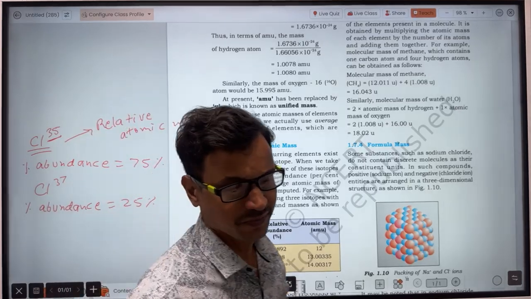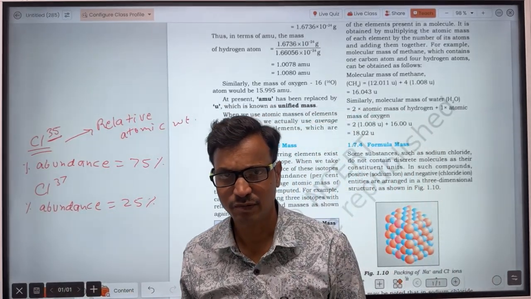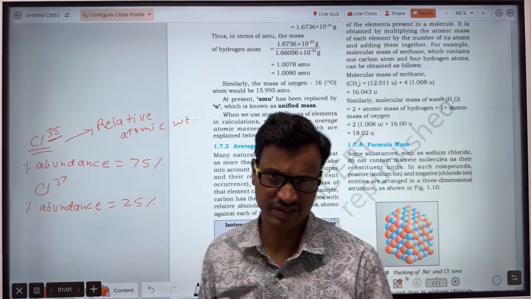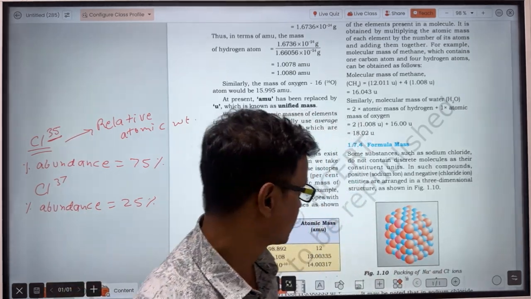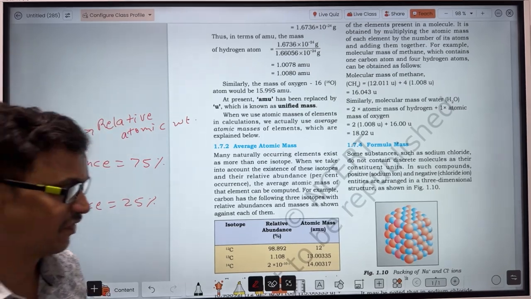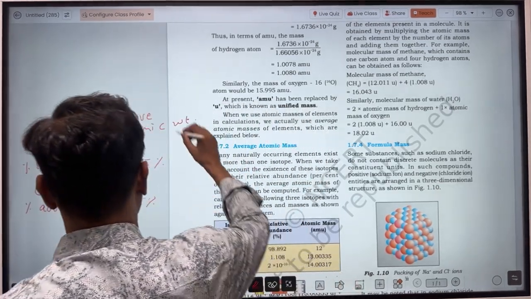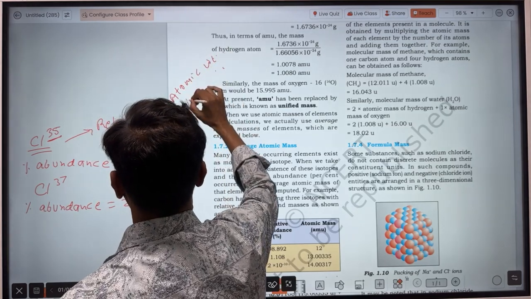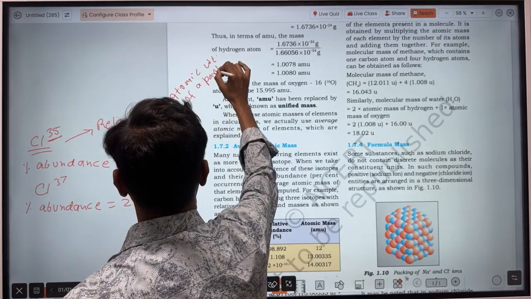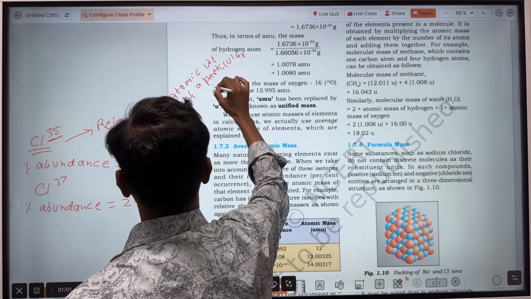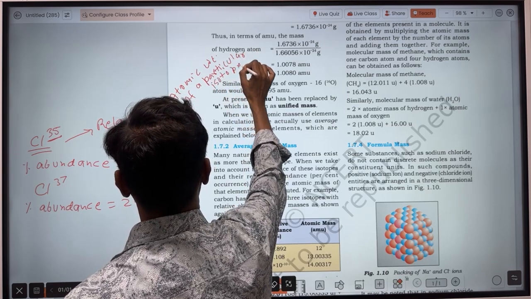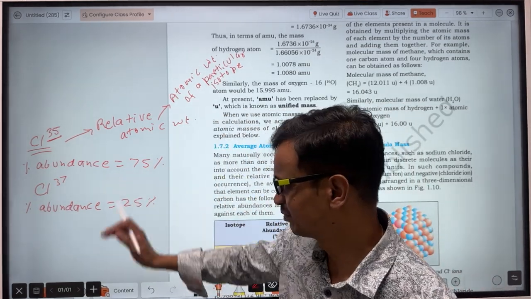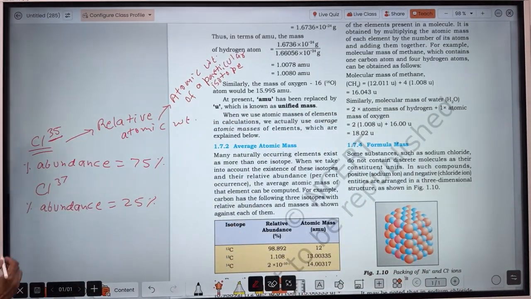Relative atomic weight means the atomic weight of a particular isotope, and the average atomic weight is calculated as an average. So how do we find the average? Add them up. That's why it is called average atomic weight.